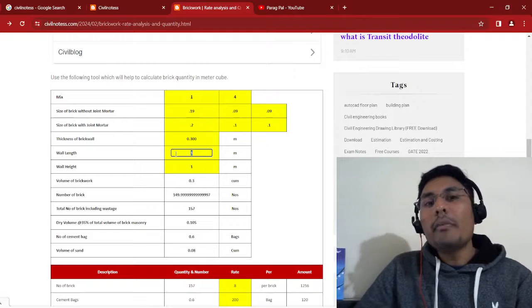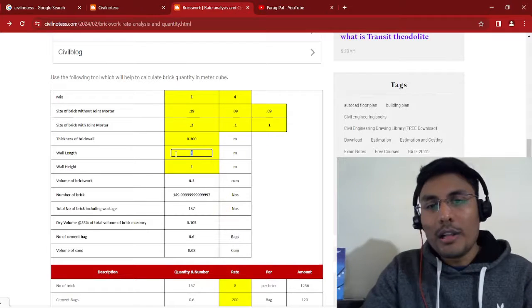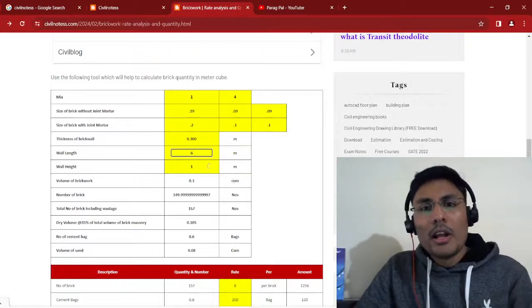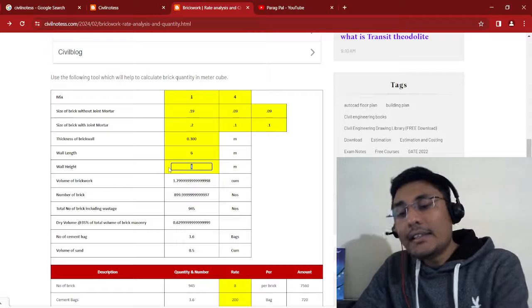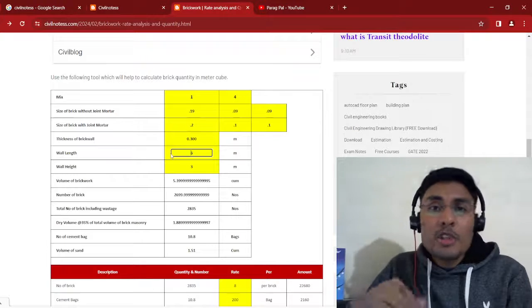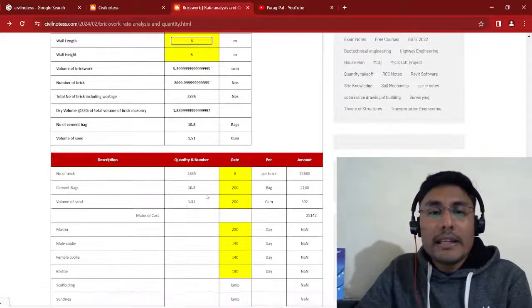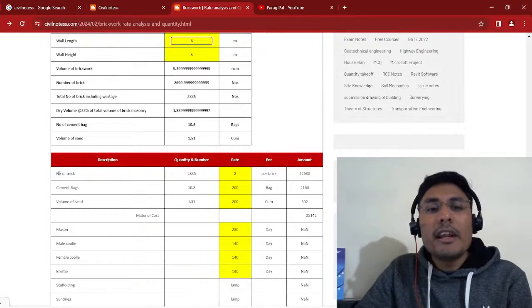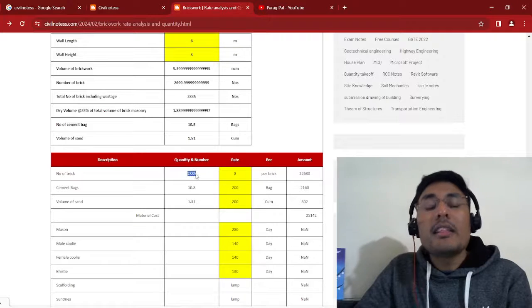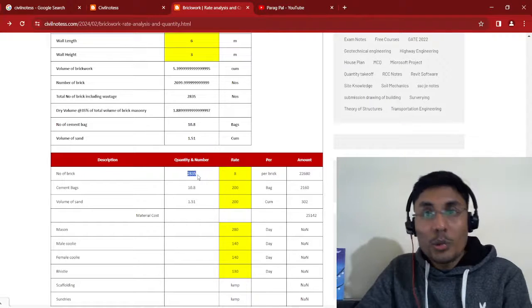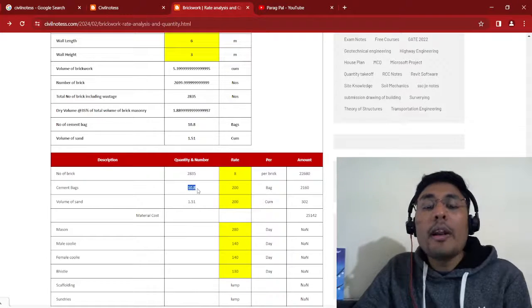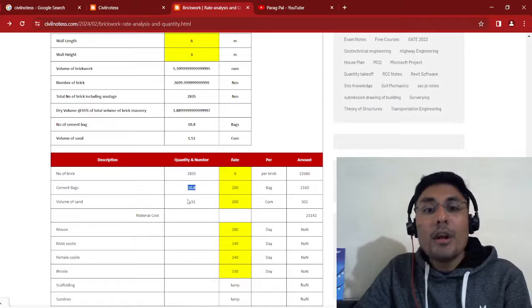My wall length, I am considering as 3 meters, or let's consider 6 meters of length of the wall, and wall height is 3 meters I am considering. Based on that, now I am getting the detailed volume of material over here. You will be requiring 2835 bricks to construct all of this work. Then you will be requiring 10.8 cement bags and 1.51 cubic meters of sand.